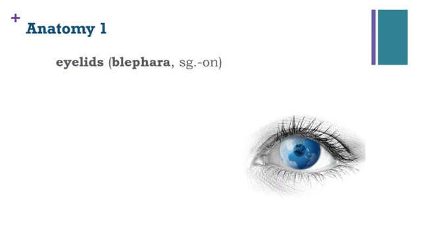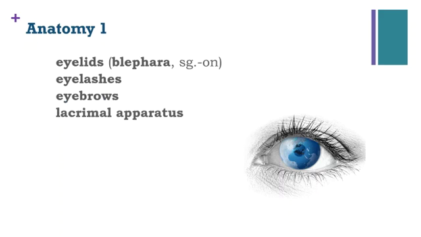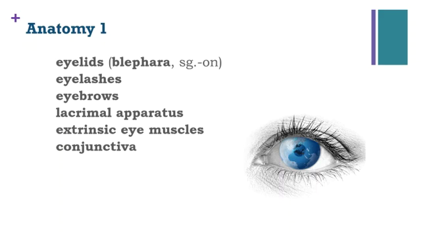The accessory structures of the eye are the eyelids or blephara, eyelashes, eyebrows, lacrimal apparatus, and extrinsic eye muscles. The conjunctiva is a thin mucous membrane that covers the front of the eyeball and the inside of the eyelids.